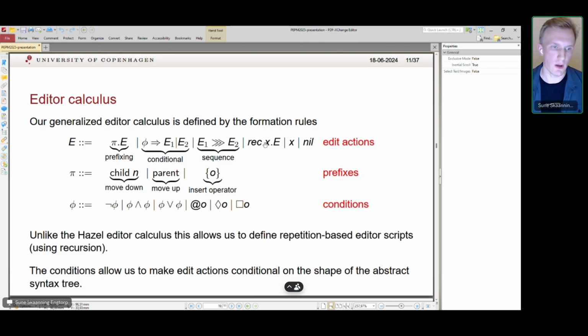And unlike the Hazel editor calculus, we also allow repetition-based editor scripts using recursion. And also the conditions allow us to make edit actions conditional on the shape of the abstract syntax tree.